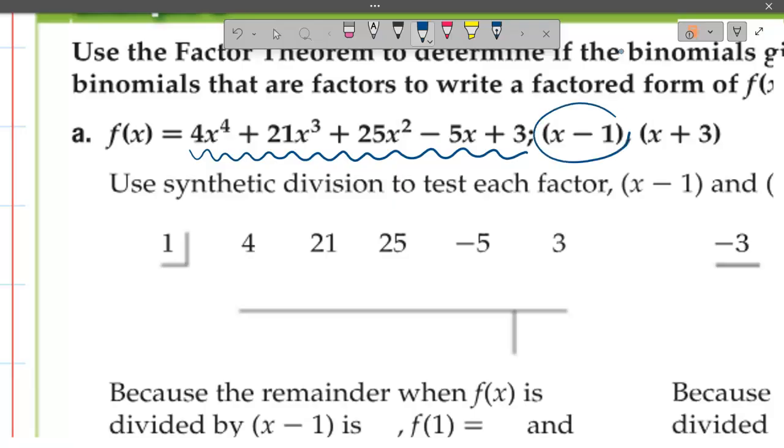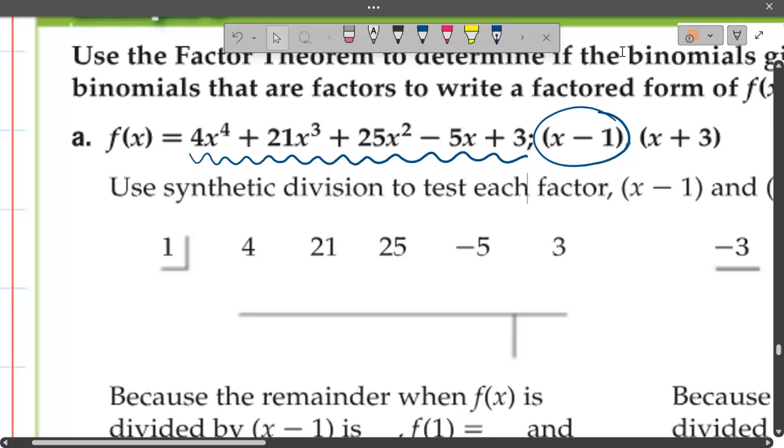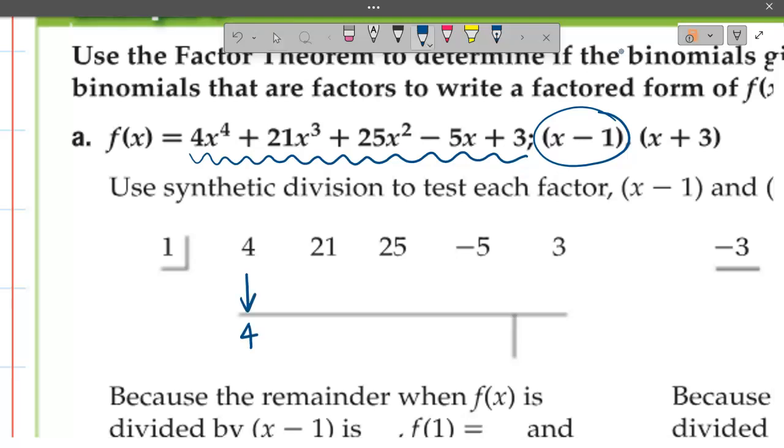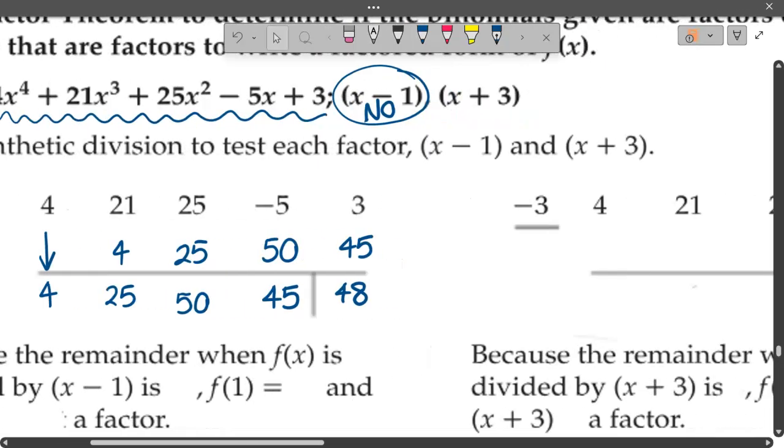So the first one we're testing is x minus 1. So we put a positive 1 in the box. I left the coefficients already built into your guided notes here to save you a little bit of time. 4 times 1, 25 makes 50. It's not looking good. That makes 48. So we can conclude this is not a factor, because we did not get a remainder of 0.